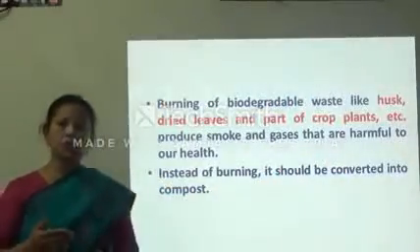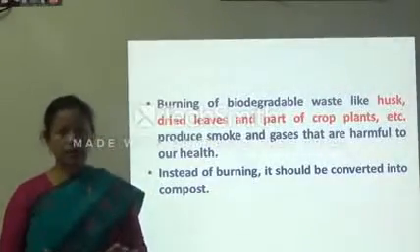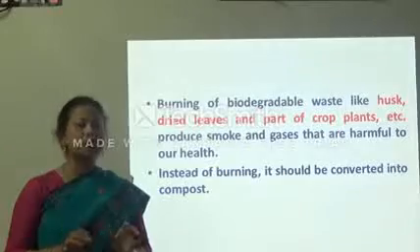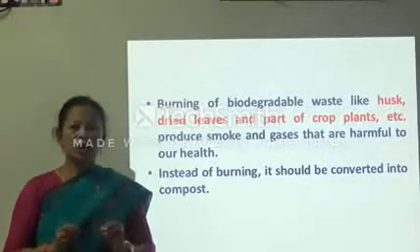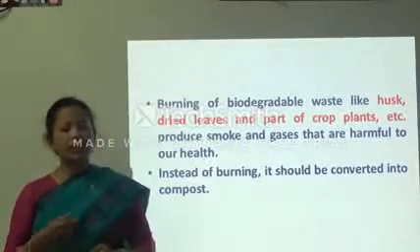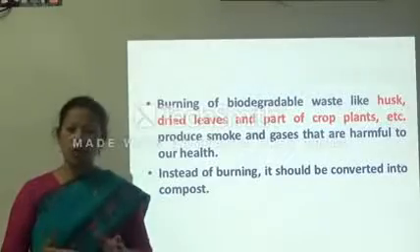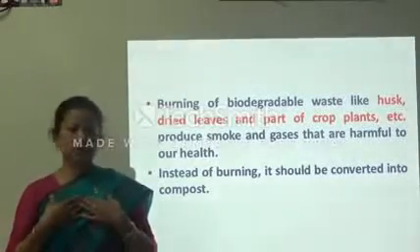However, we should not burn this biodegradable waste. Farmers too often burn the husks, dried leaves and parts of crop plants in the field after harvesting. Burning of these produces smoke and gases that are harmful to our health.